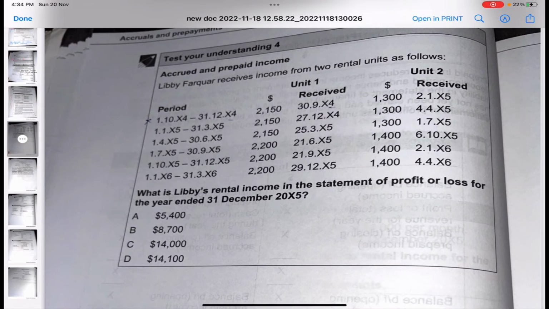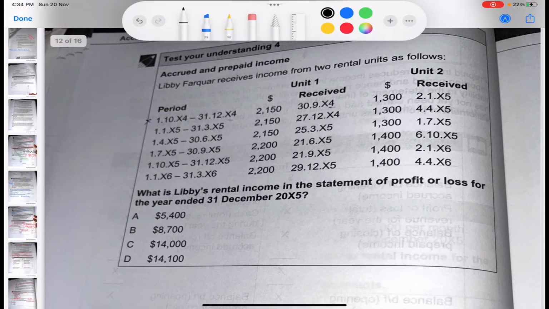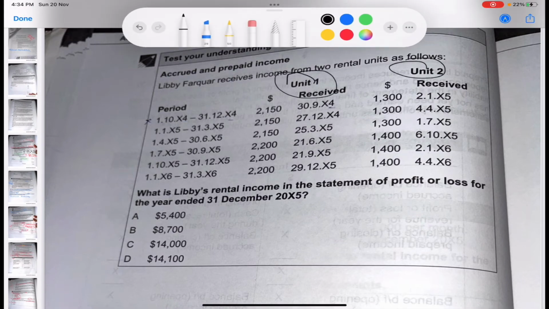Okay. Libby Farquhar received income from 2 rental units as follows. So Libby had 2 units, or let's say 2 houses or 2 buildings. The first one is unit 1 and the second one is unit 2. These are the rents he has received. So we need to find out the value in the P&L for the year ended 31st December.